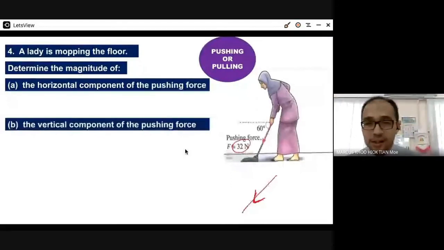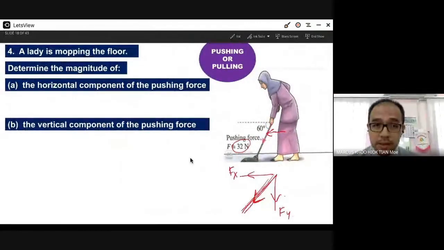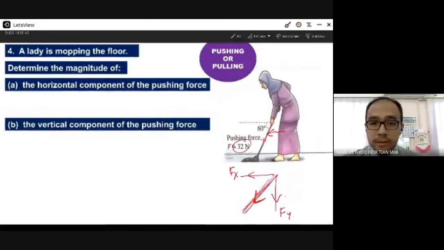Oh, my line is stuck here. This force, this woman who is pushing. Tell me what are the two directions involved. Sorry, can you see the screen that I'm presenting now?